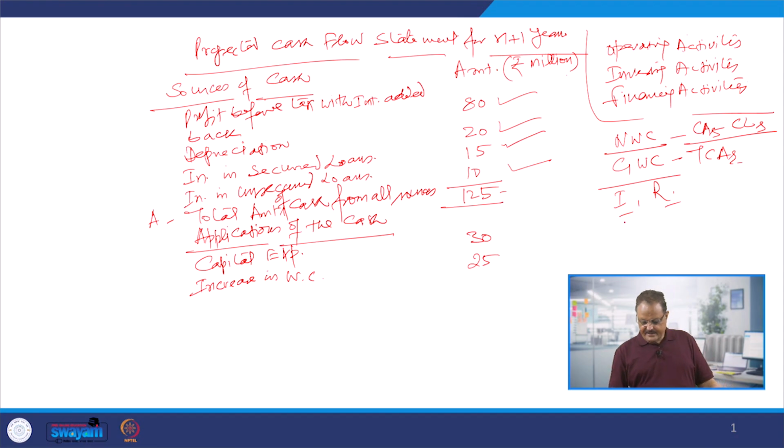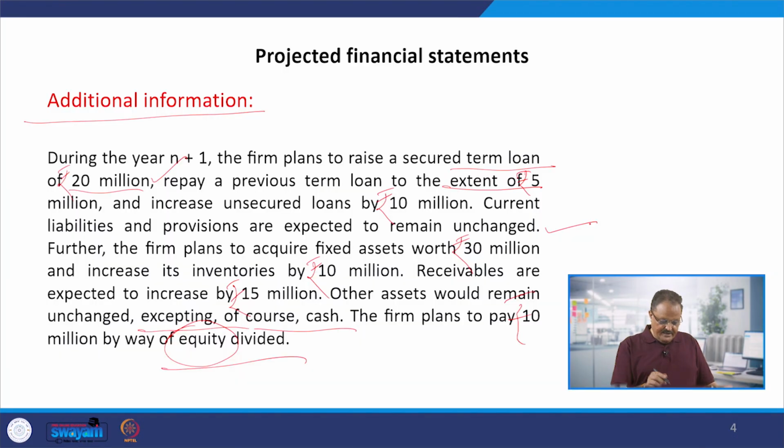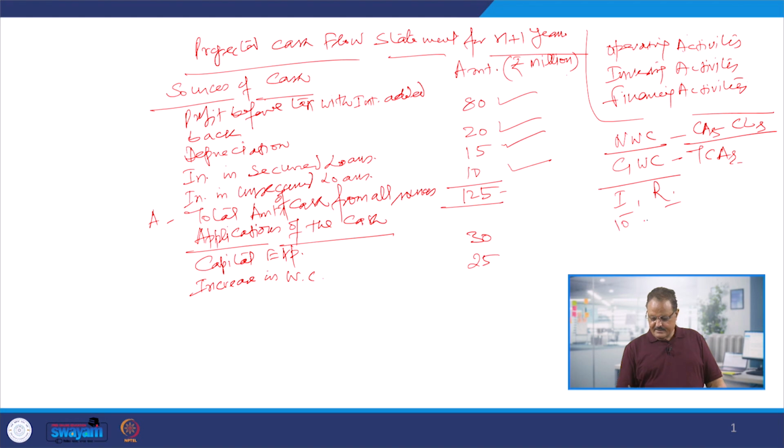One is increasing by 10 million and another is going to increase by 15 million. So, read it here that inventory is going to increase by 10 million and the receivables are going to increase by 15 million. So, this is 10 plus 15, which is 25 million increase in the working capital.